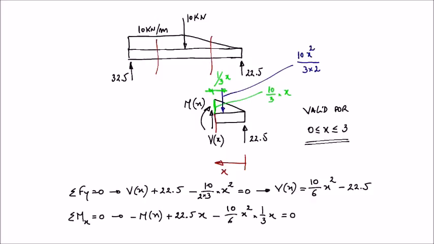So these are all the moments we have, so this needs to be equal to 0 to be in equilibrium. And so from this equation we get the bending moment Mx equal to 22.5x minus 10 over 18 x to the power 3.